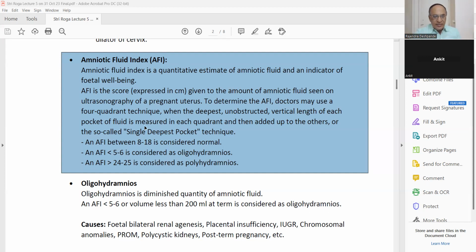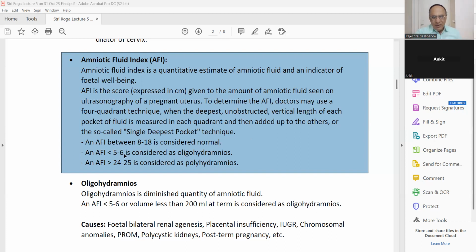Now, this index in between 8 to 18 centimeter is considered normal. This value you must remember, 8 to 18 AFI, amniotic fluid index. If it is less than 5 or 6, it is called less fluid, oligohydramnios. If it is more than 24 to 25, it is considered as polyhydramnios. So one is normal. First, 8 to 18. Please write down in the notebook. Be quick. 8 to 18. Here, I will make a cursor. Normal. 8 to 18, normal.